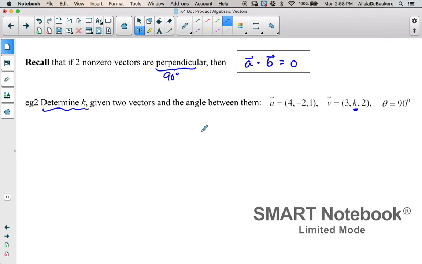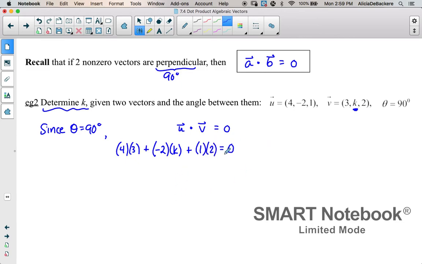Either way, I'm going to start off with what I know, which is that the dot product is equal to 0. All right, so what do I know about the dot product? I know that I can just multiply the x's, the y's, and the z's, and then add them together. So first I'm going to multiply the x's, and then I'm going to add multiplying the y's, and then multiplying the z's. And then we can figure out what this is.